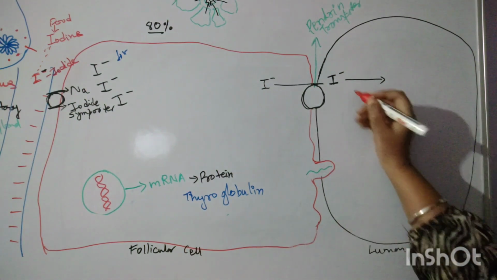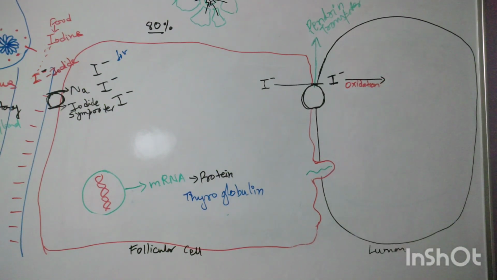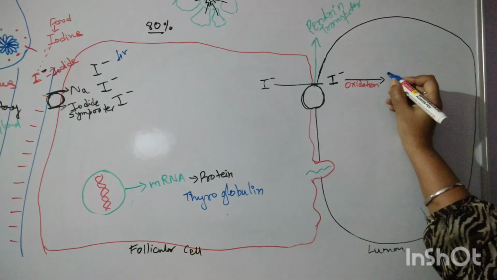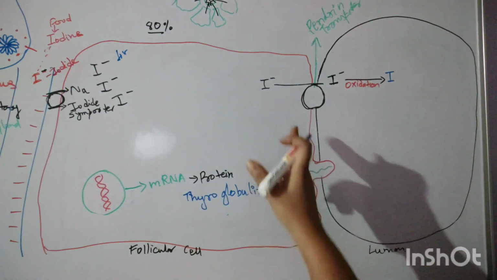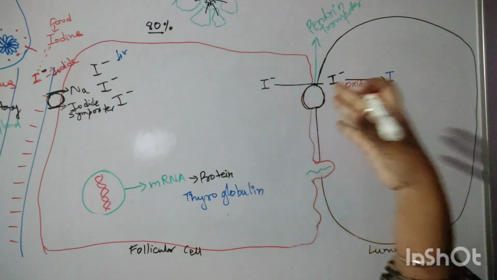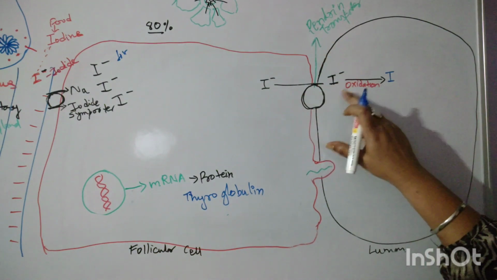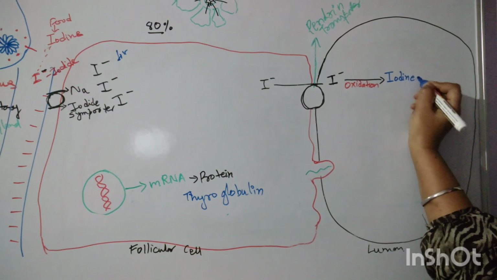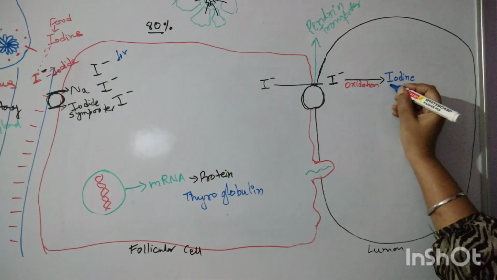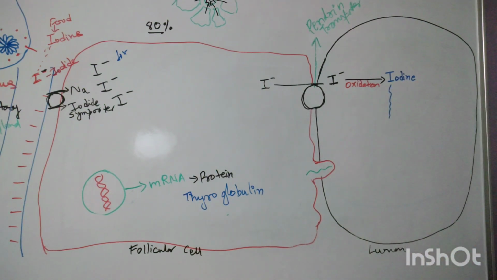Oxidation reaction will take place. Oxidation means addition of oxygen and removal of hydrogen. So what will happen? Now iodide ion will form iodine, because to travel from here to here it needs to be converted to ionic form. Once it enters, it again appears in its original form, that is iodine. अब आयोडीन बन चुका है. आयोडीन बना तो अब क्या होगा? आयोडीन इसके अंदर बन चुका है ल्यूमेन के अंदर.